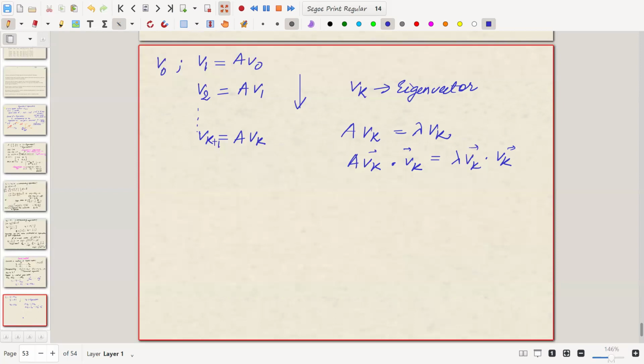Previously we had a vector. Now we are dealing with a scalar after we took a dot product. So now can you write lambda as (A Vk dot Vk) divided by (Vk dot Vk)? Can you see that we are obtaining the eigenvalue right now? It might not be that intuitive, but what we just did is take a dot product with the same vector again, and that results in scalars instead of vectors. The previous equation was dealing with vectors; this equation is dealing with scalars.